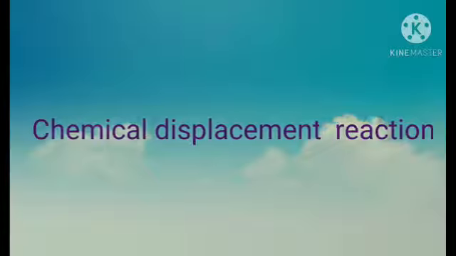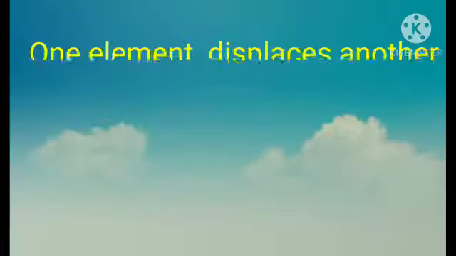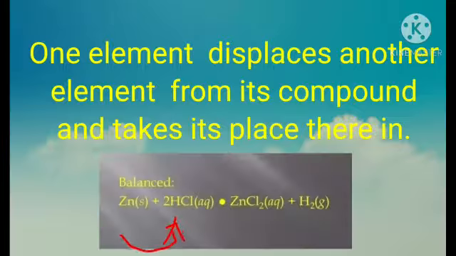What does chemical displacement reaction mean? In a displacement reaction, one element displaces another element from its compound and takes its place therein. For example, displacement of hydrogen from acids by metals. Generally, metals which are more active than hydrogen displace it from an acid.